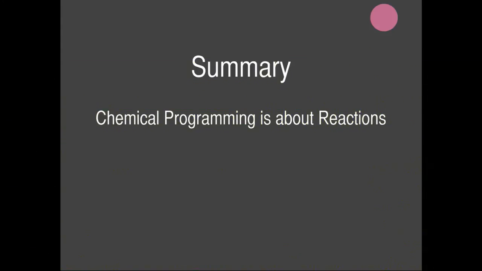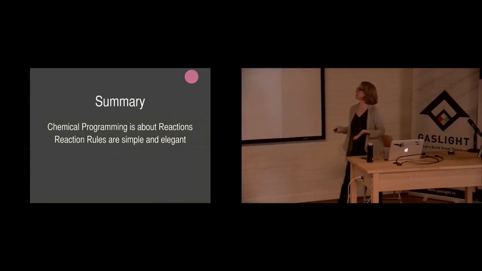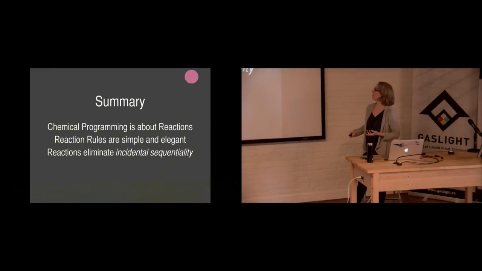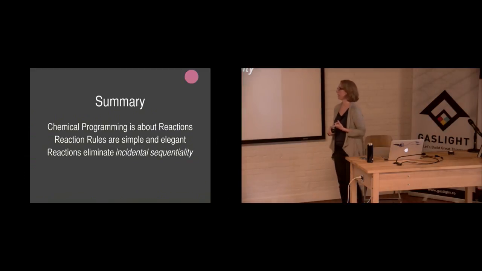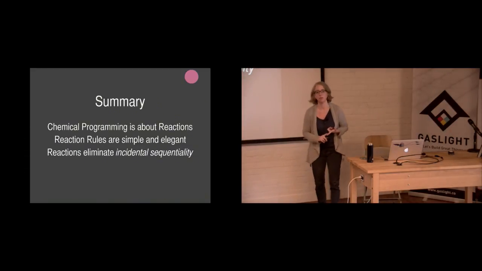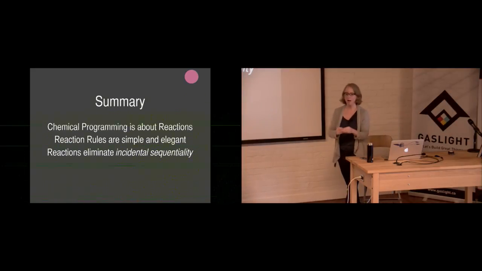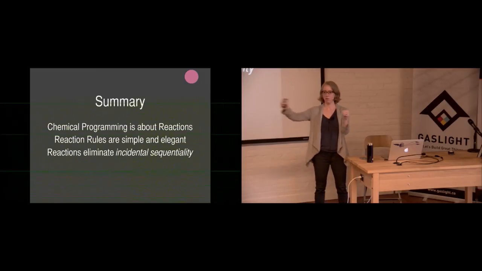So, summary: chemical programming is all about reactions. The reaction rules are simple and elegant. It really breaks things down to the core of what's happening. This is the important takeaway, I think, that reactions eliminate incidental sequentiality. Again, we were talking about mutability, how you just live in that world and you just don't even see it. I think the same is true for sequentiality. I mean, how often do we just make this ordered thing and loop through things in a certain order over and over again? Do we even need to do that? Do we even think about it? Most of the time, I don't.